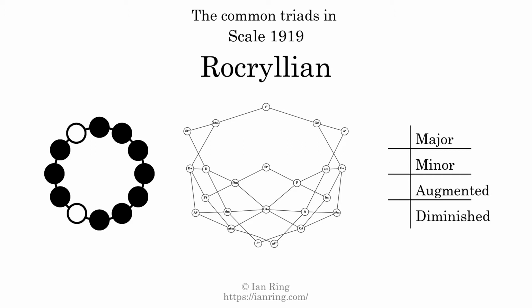The diagram in the center is a graph of parsimonious voice leading between triads. There are 7 major triads. There are 7 minor triads. There are 3 augmented triads. There are 6 diminished triads.